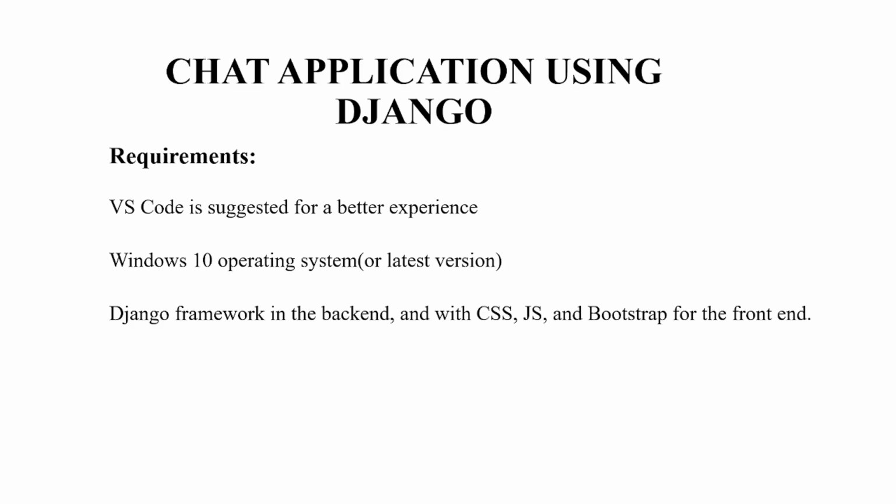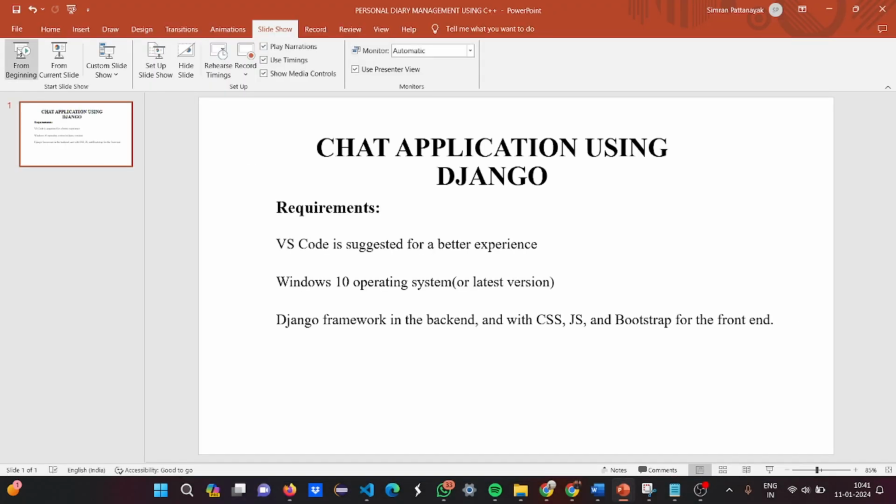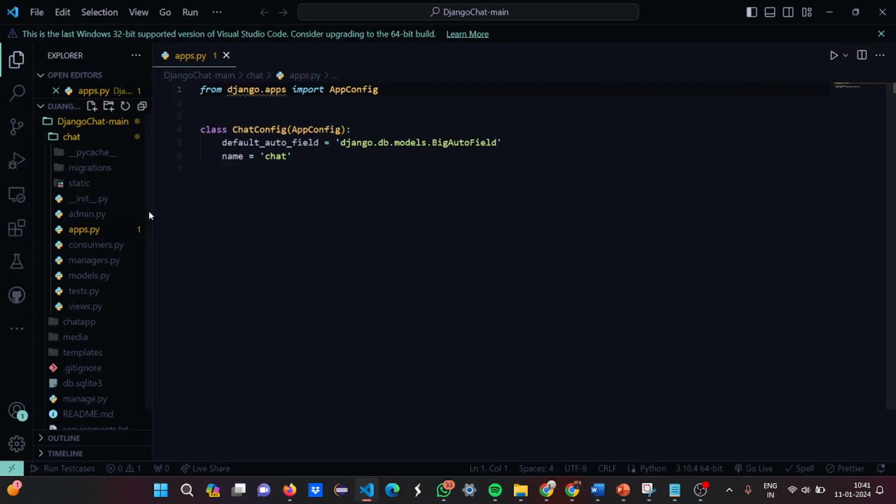Then obviously when you're writing code on your laptop or your desktop, an operating system is required. You may use any operating system, Linux, Unix, Mac OS, but I've used Windows 10. Then we know that this is a Django project, so we are going to use the Django framework in the backend, and CSS, JS and Bootstrap are used for our front end. For the database, we have used SQLite 3.